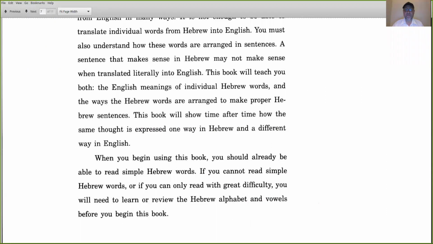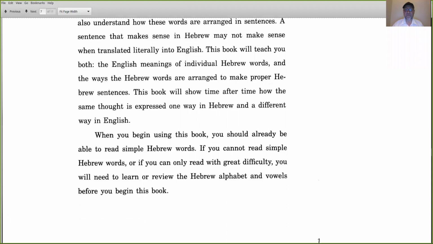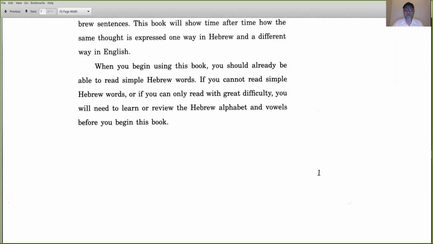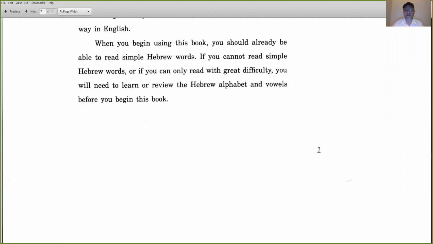This book will teach you both the English meanings of individual Hebrew words and the ways the Hebrew words are arranged to make proper Hebrew sentences. This book will show time after time how the same thought is expressed one way in Hebrew and a different way in English. When you begin using this book, you should already be able to read simple Hebrew words. If you cannot read simple Hebrew words, or if you can only read with great difficulty, you will need to learn or review the Hebrew alphabet and vowels before you begin this book.